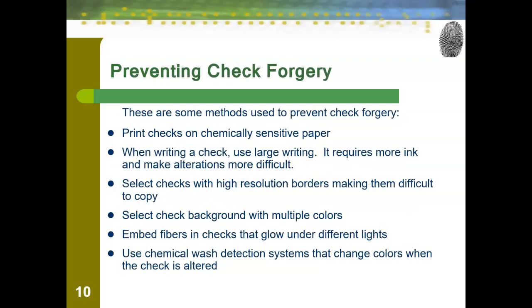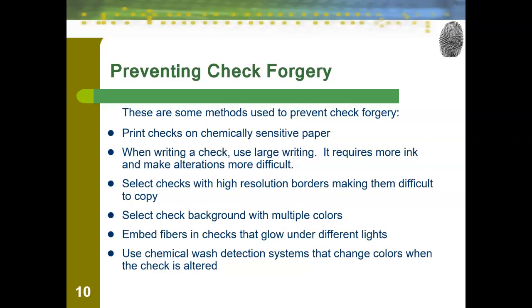Now, because check forgery is so prevalent, there have been some methods put in place to prevent check forgery. So a lot of checks are printed on chemically sensitive paper that if forgery is attempted, will change color or texture or something. For the average person, when writing a check, use large writing. It requires more ink to make and makes alterations more difficult. So if grandma writes you a $10 check, making sure that she makes that 10 very big and writes out the words $10 very big, so that changing it to 100 would be a lot more difficult.